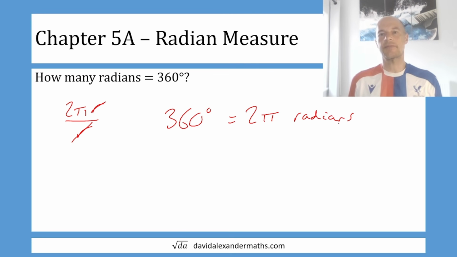There we go. So this is really important. If you just remember that, even if you don't understand why, I'm sure it's possible for you to understand why if you just go back and reflect on what I've just said. But 360 degrees is 2 pi radians.